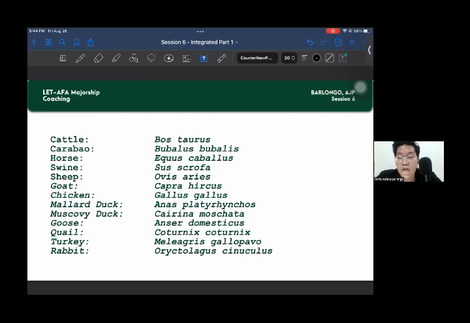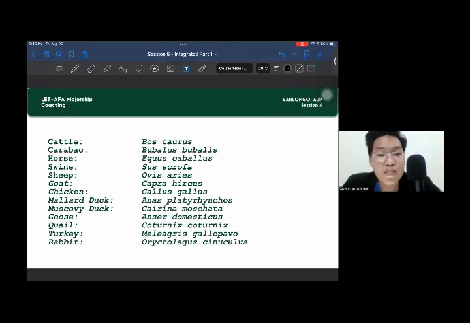Those are the common farm animals that can come out in your licensure exam. All right? I'll give you another minute to take note.